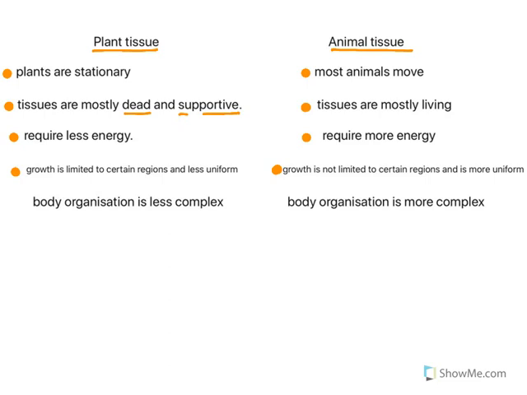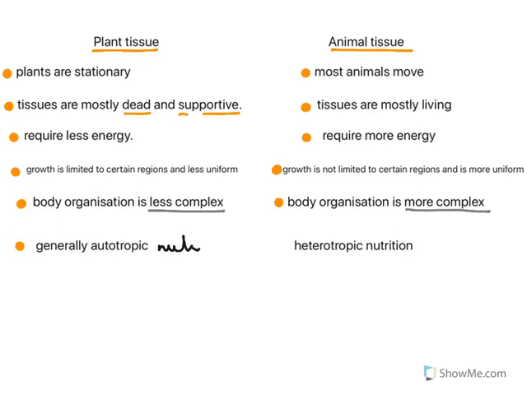Now the next difference is the body organization. In plants it is less complex, while in animals it is more complex. Less complex means the body structure is not as complex as that in animals. Now the last difference is plants are autotrophic in their nutrition. What do you mean by autotrophic in nutrition? They prepare their own food by the process of photosynthesis, while animals are unable to prepare their own food and they are heterotrophic in nutrition.